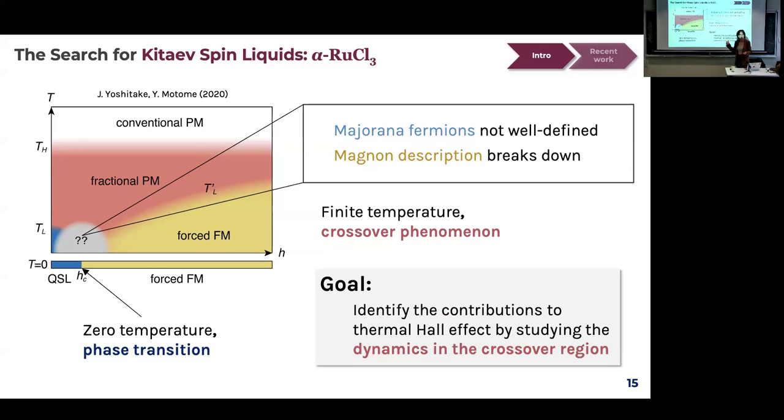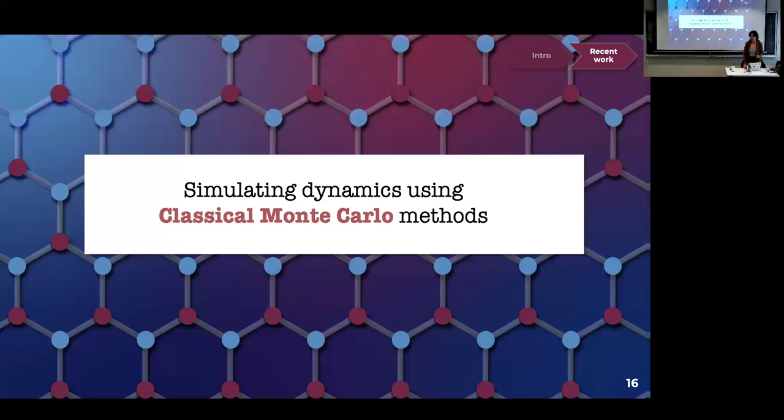And that's the goal of my project here, to identify the contributions to the thermal Hall effect by studying the dynamics in the crossover region. So I do this using classical Monte Carlo methods. Now you might be wondering, wait a minute, quantum spin liquid, classical simulation methods, how do you do that? That doesn't make sense.